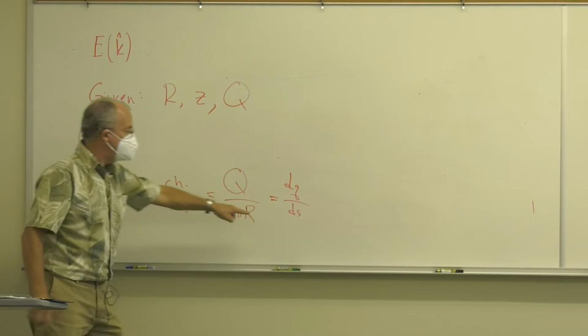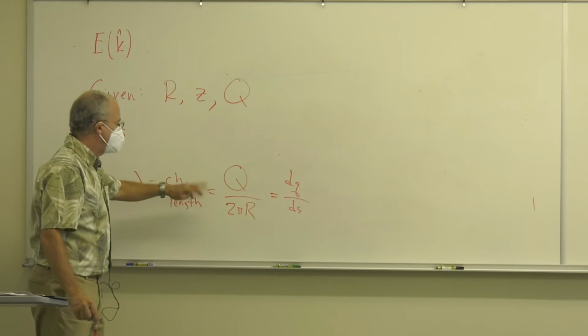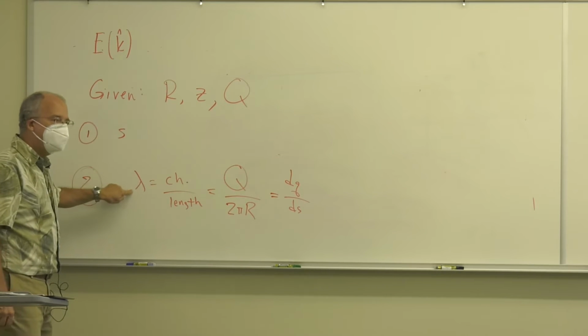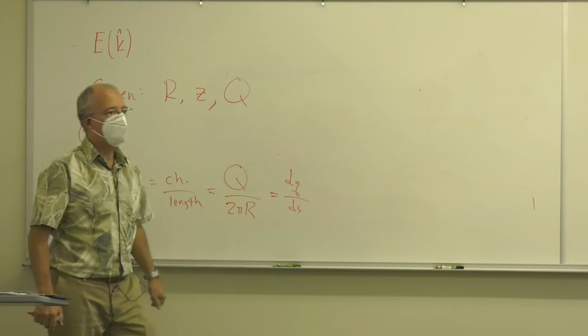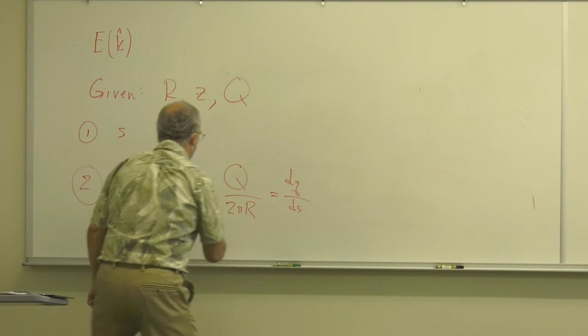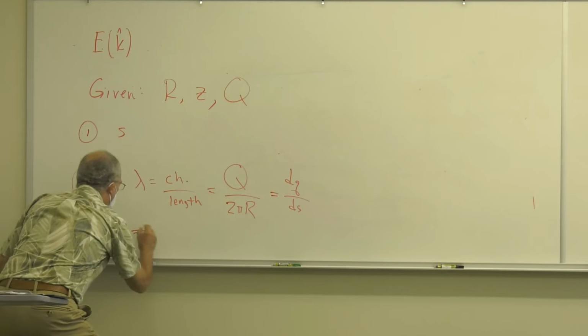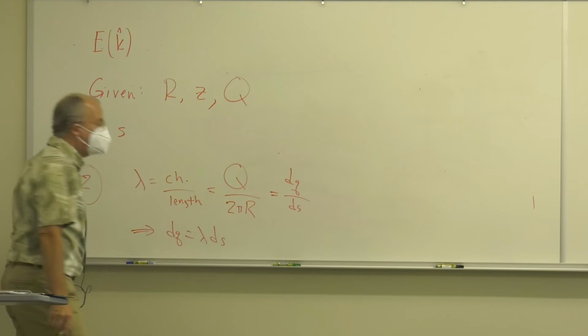And again, see, ds, right? Because that's why we chose the variable. So again, this is uniform. Total charge, total distance, little charge, little distance. That's what it means to have uniform charge density. So therefore, dq equals lambda ds. Ta-da!